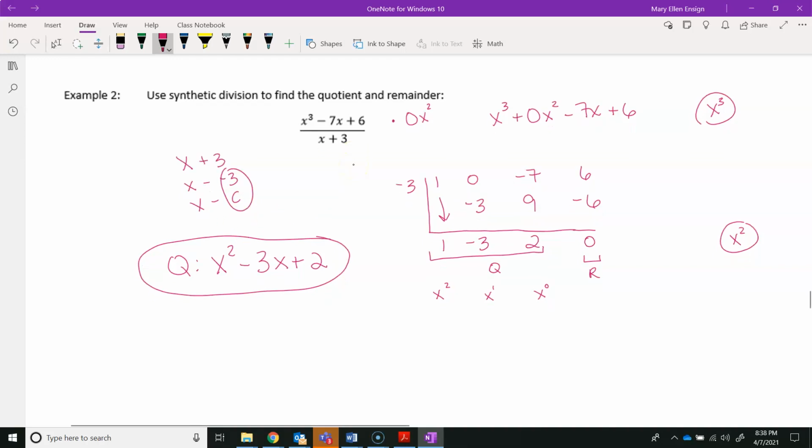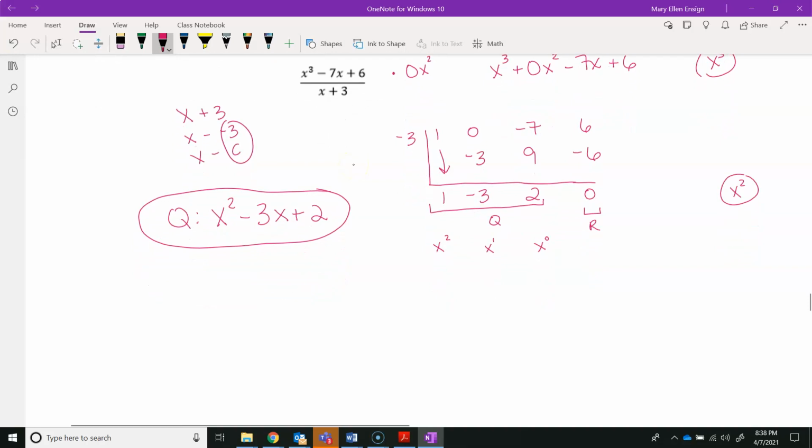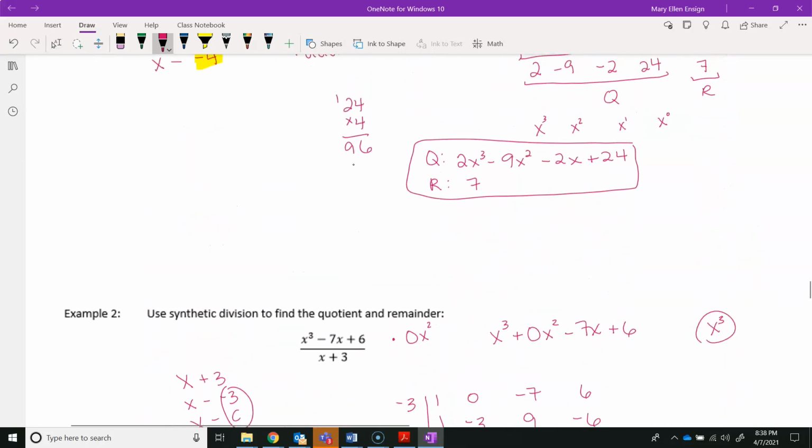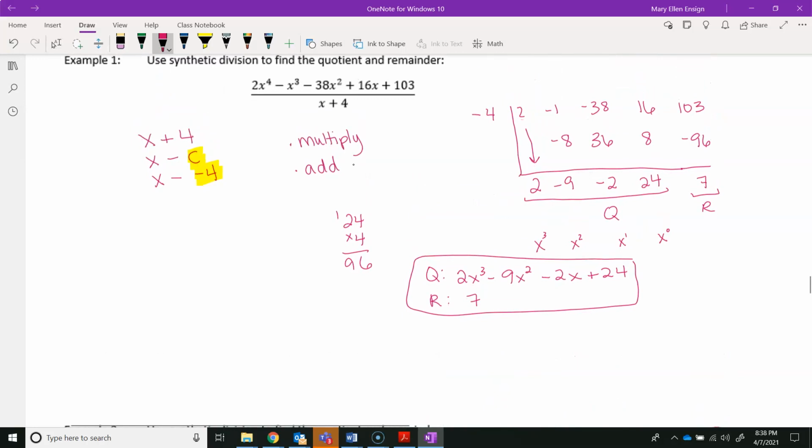Okay, now one thing also, sometimes, let me go back up to the previous one. Sometimes when you're asked to give the answer, it will want you to give the remainder as part of a fraction. So another way to give the answer here is 2x to the third minus 9x squared minus 2x plus 24. There's my quotient. Plus 7 over x plus 4.